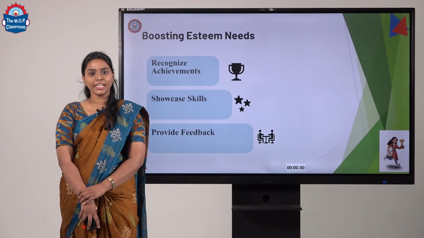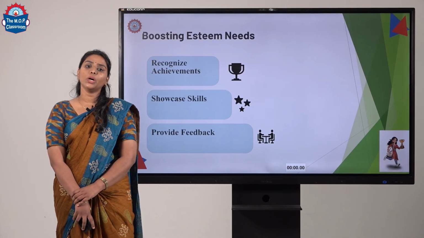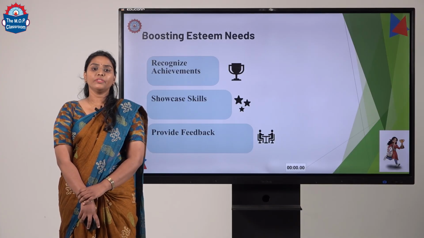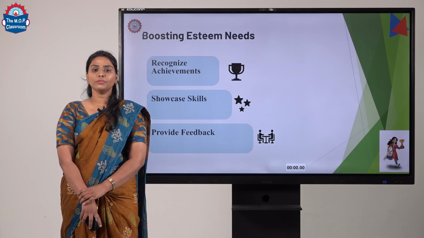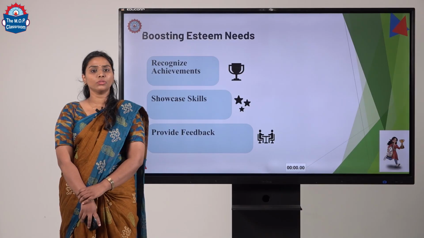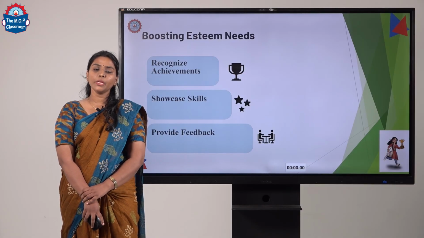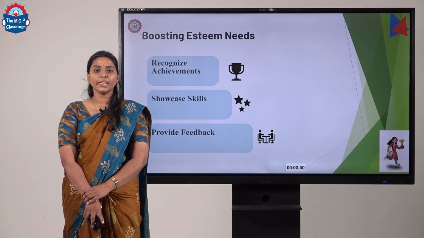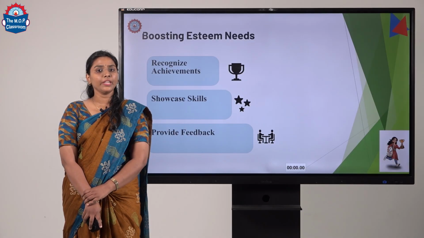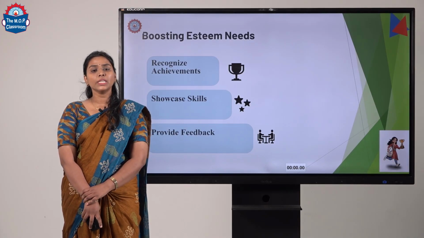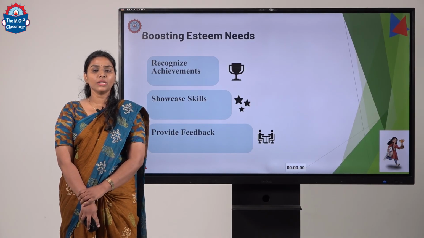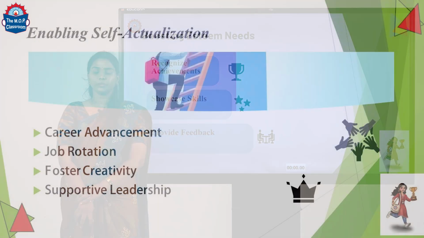Next one is providing feedback. When the work is presented, feedback should be given from the superiors or through the peers, be it positive feedback or negative feedback. Negative feedback improves employees' work as well as the quality of the work.